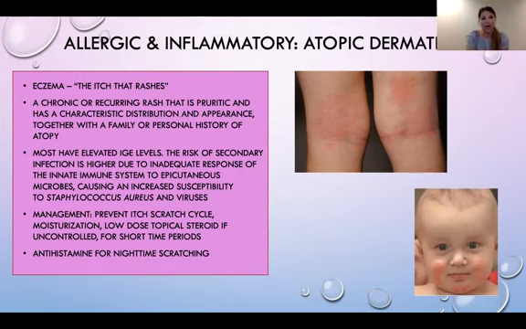Sometimes the kids may require an antihistamine at nighttime if they are scratching themselves and it's interrupting their sleep. Then we could prescribe some Zyrtec for them. And also, if we have a flare-up that's not being well managed by moisturization, then you can do a topical steroid, low dose and only for short periods of time.